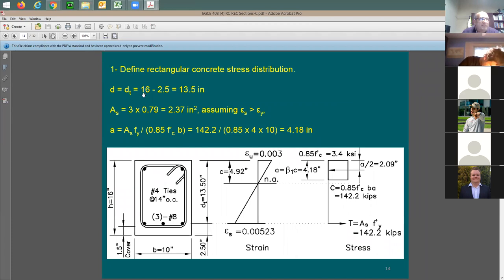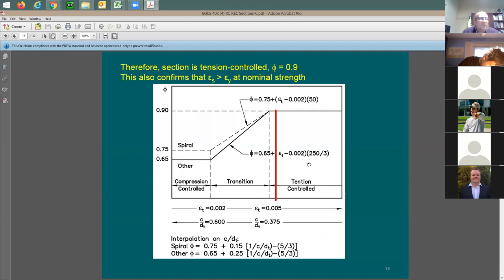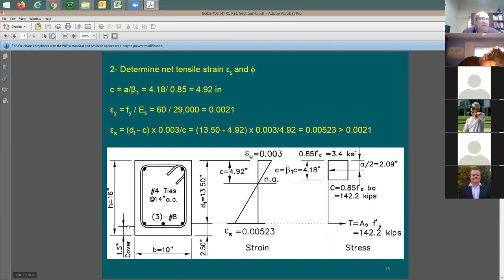How did we find this depth for the tension? Why did we say 2.5 to the center of the rebar? So either it's going to be given to you as d, or you figure it out exactly the same way we have done here. Any other questions?